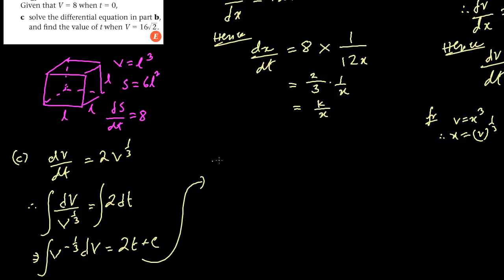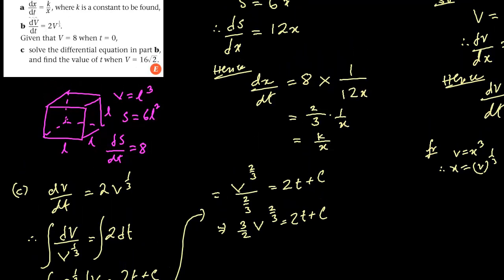So when we integrate that, this is going to be v to the power n plus 1 by n plus 1. So v to the power minus 1 by 3 plus 1 is going to be plus 2 by 3 divided by 2 by 3. And this is going to be 2t plus c. So we can write it as 3 by 2 v to the power 2 by 3 equals to 2t plus c. Now in this particular question, they have given us the value of v and t for finding the constant.